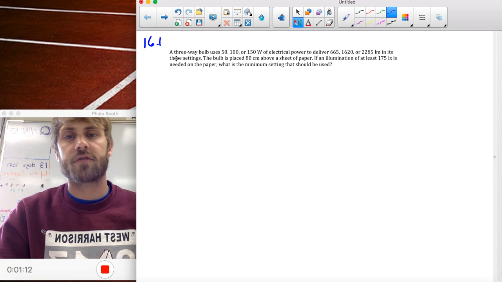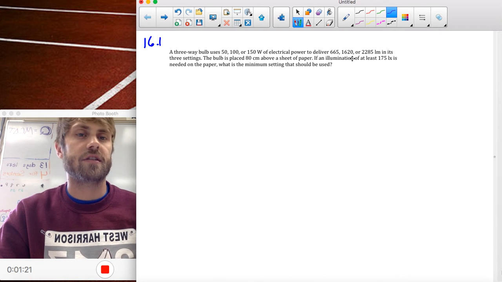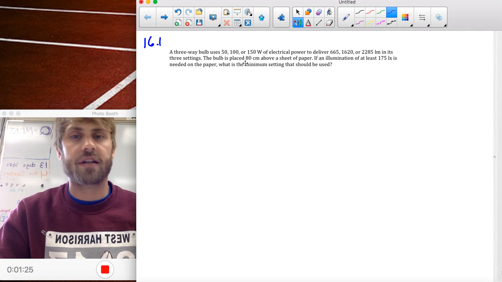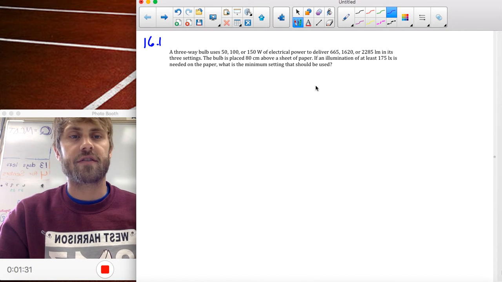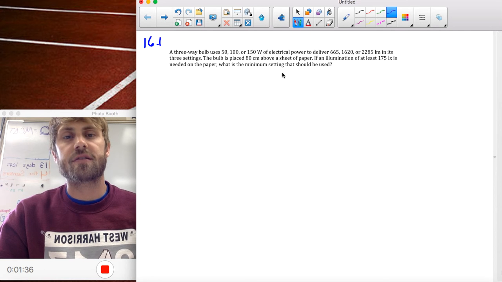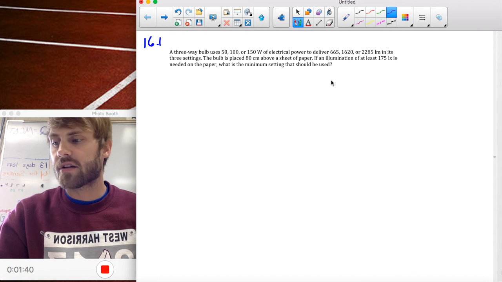So this one reads, a three-way bulb uses 50, 100, or 150 watts of electrical power to deliver 665, 1620, or 2285 lumens in its three settings. The bulb is placed 80 centimeters above a sheet of paper. If an illumination of at least 175 lux is needed on the paper, what is the minimum setting that should be used? So we're going to set this up.